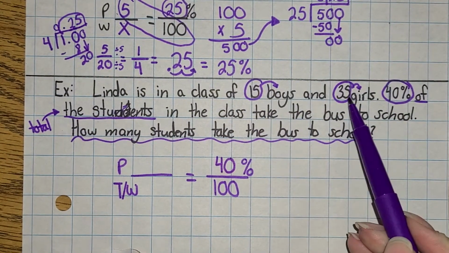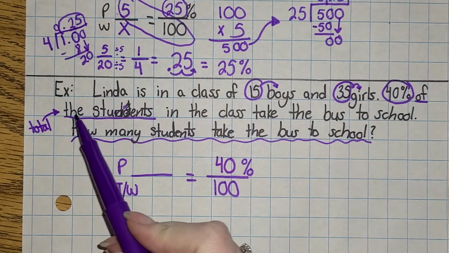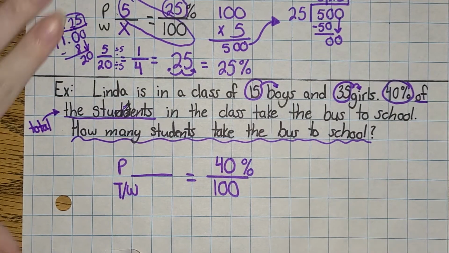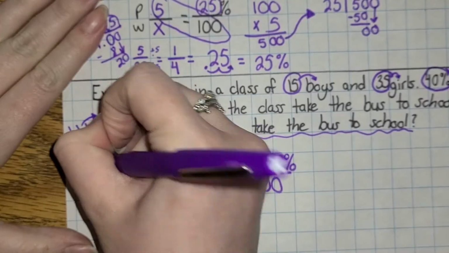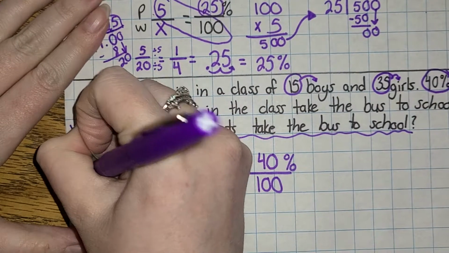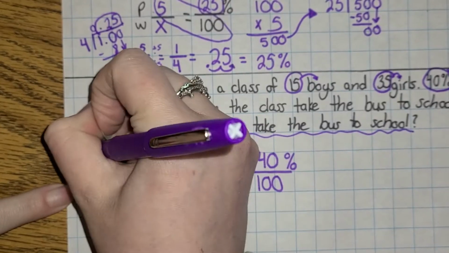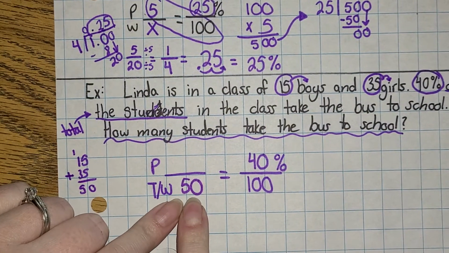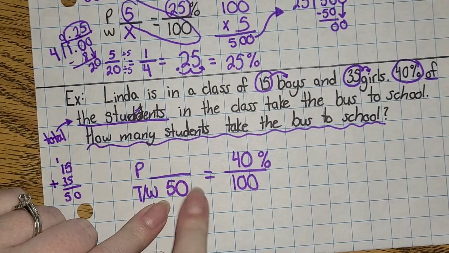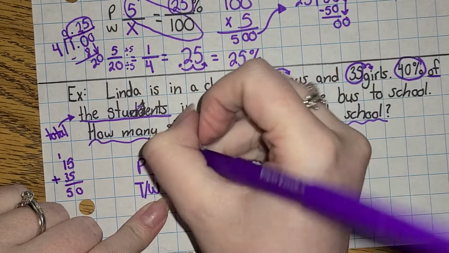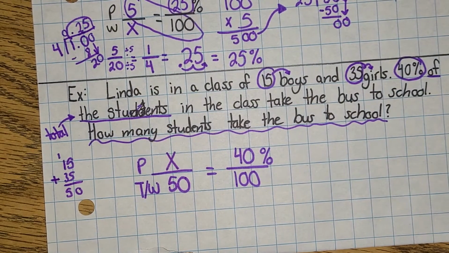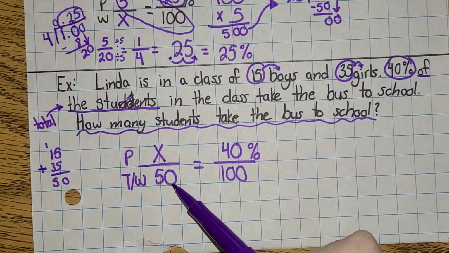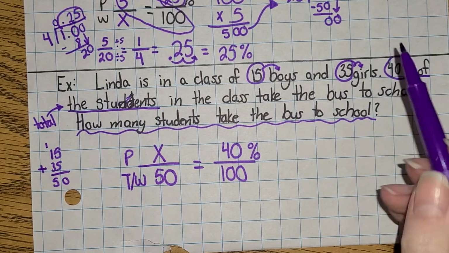And now what do I do with 15 and 35? It says of the students total, okay? How many total students does she have? Well, to figure that out, we just need to add them together. If she has 15 boys and 35 girls, add them up. 15 plus 35 is 50, so she has a total of 50 students. That is a whole, okay? We want to know, out of that 50, how many students take the bus. That's how you know where your X goes. Okay. Linda is in a class of 15 boys and 35 girls, which means total of 50. All right. We're going to move on and solve.